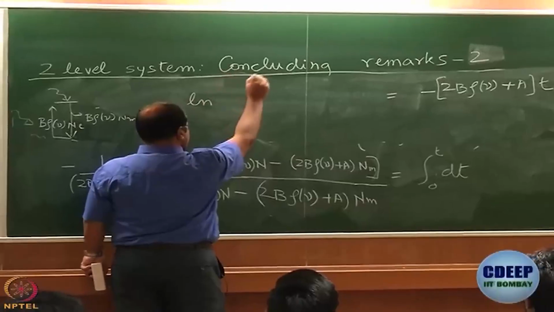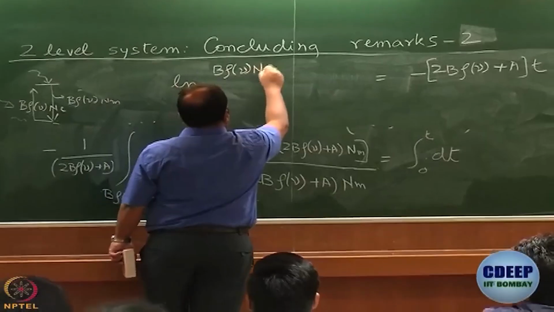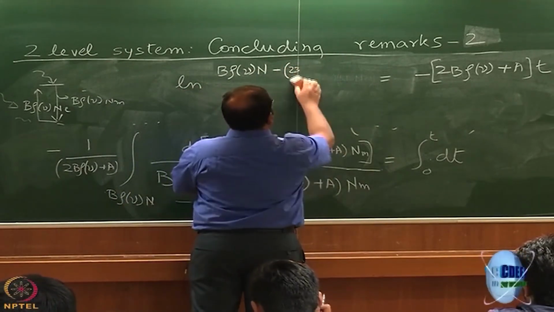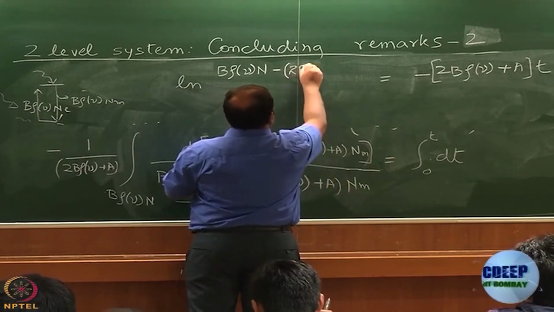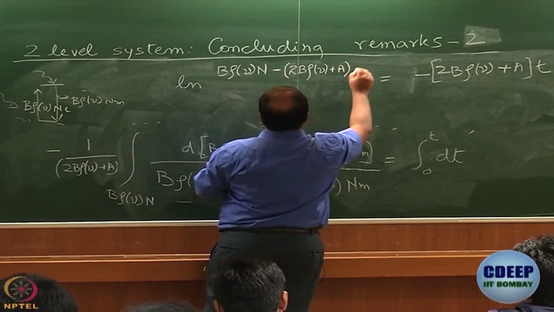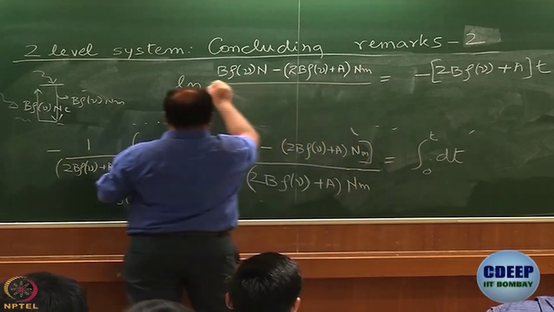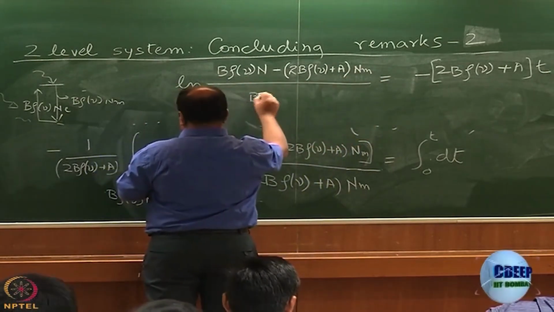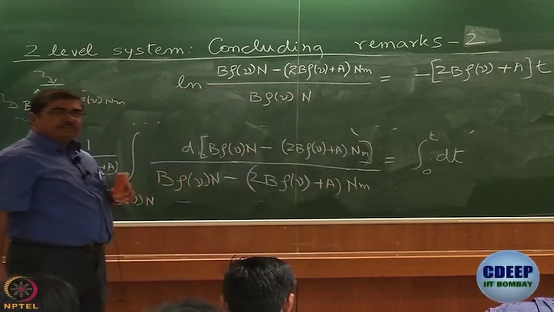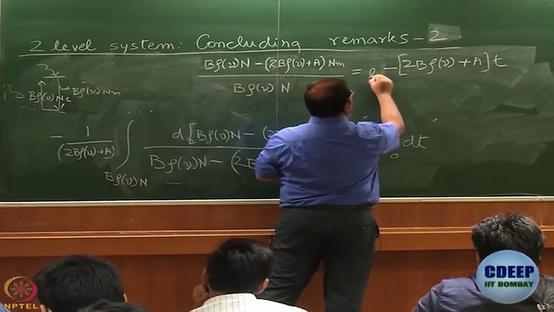ln of (B rho nu n minus (2b rho nu plus A) Nm) divided by B rho nu n. Is that right? So ln, you know very well what to do. Get rid of ln. Right, this is e to the power minus this thing.